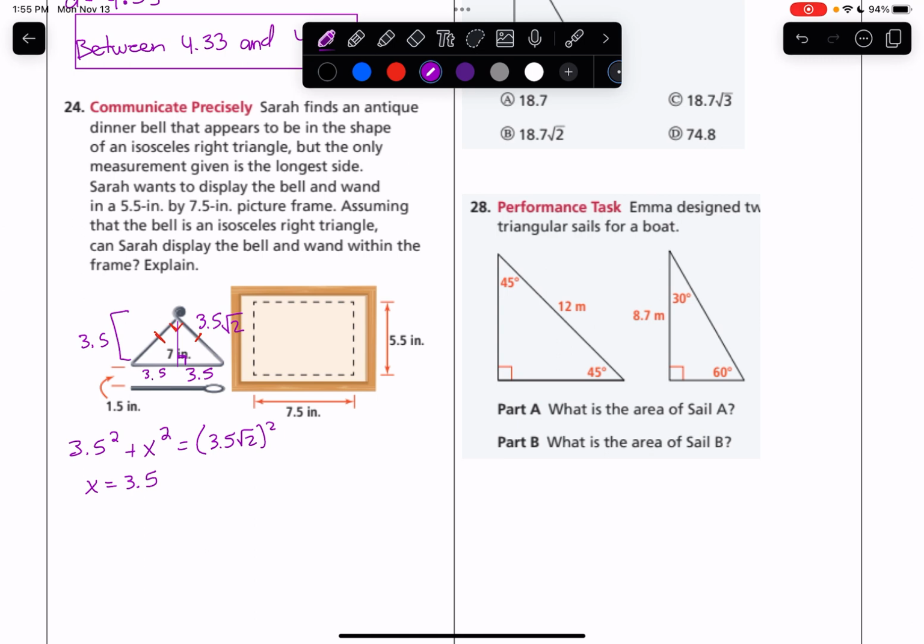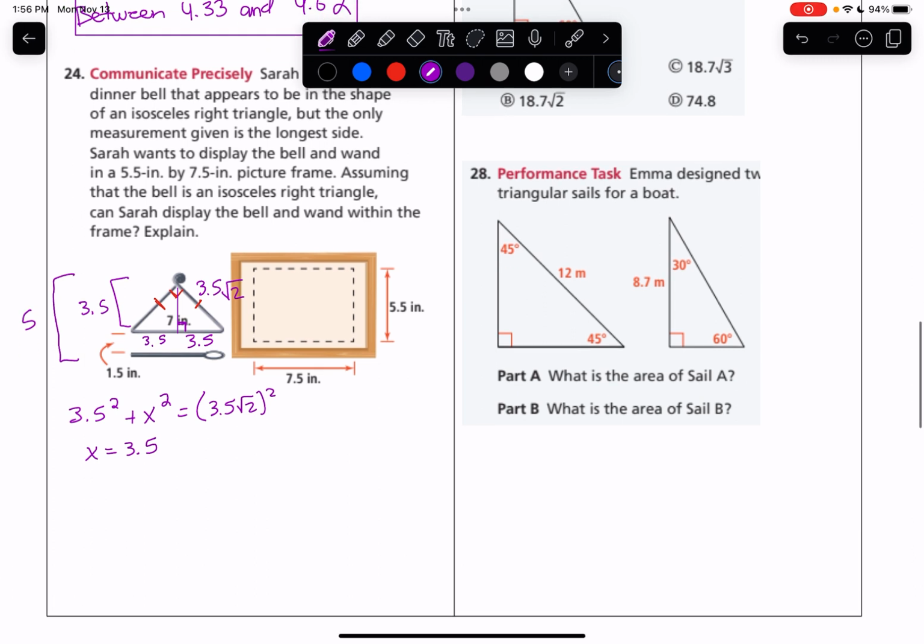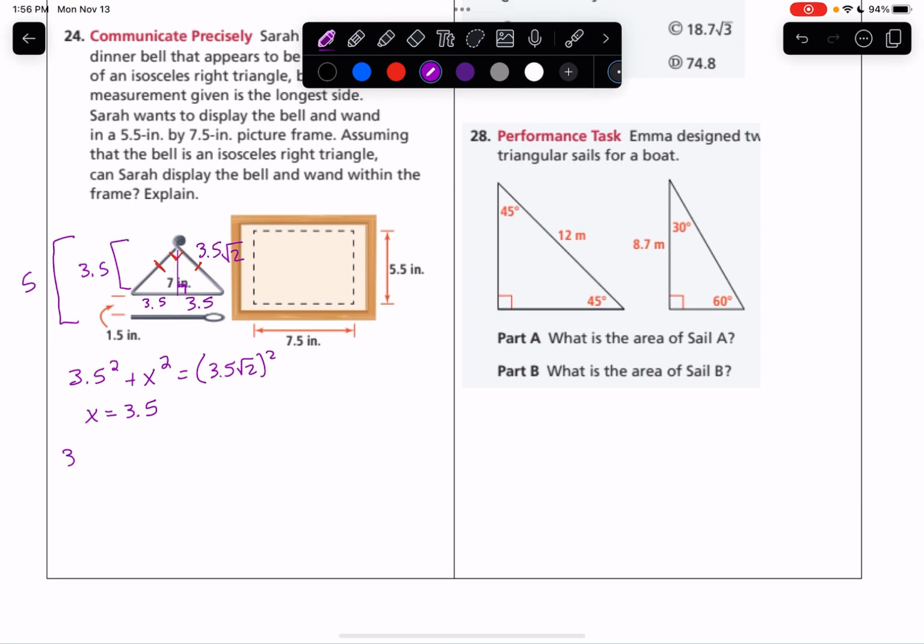She wants to figure out if the combined height is going to fit in the frame. Well, 3.5 plus 1.5 of space, that's 5 units. So the height is 5 inches. We'll say 3.5 plus 1.5 equals 5 inches. And our frame is 5.5 inches tall. So yes, it can fit in the frame.